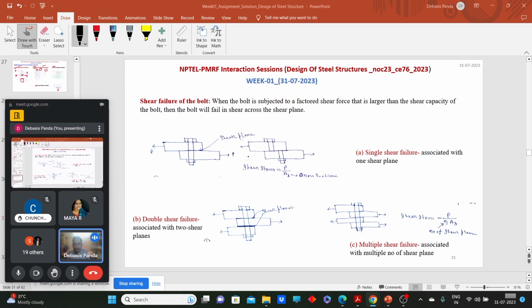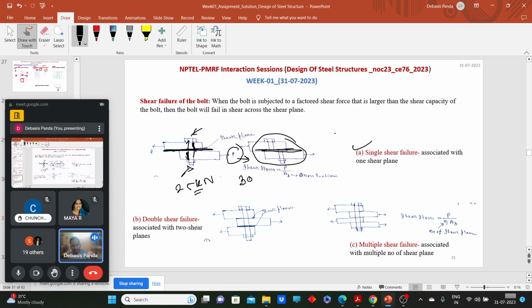So we know when the slip occurs, this portion and this portion will come into contact with this plate, and here across this plane we will have a shear plane. So if this bolt is subjected to a factored shear stress which is more than the shear capacity of the bolt, that means, say for example, if that bolt can withstand 25 kilonewton of shear capacity and my applied load is more than that, say 30 kilonewton or 35 kilonewton, so what will happen? It will break in shear. And here this is associated with one shear plane, so this we call single shear failure.